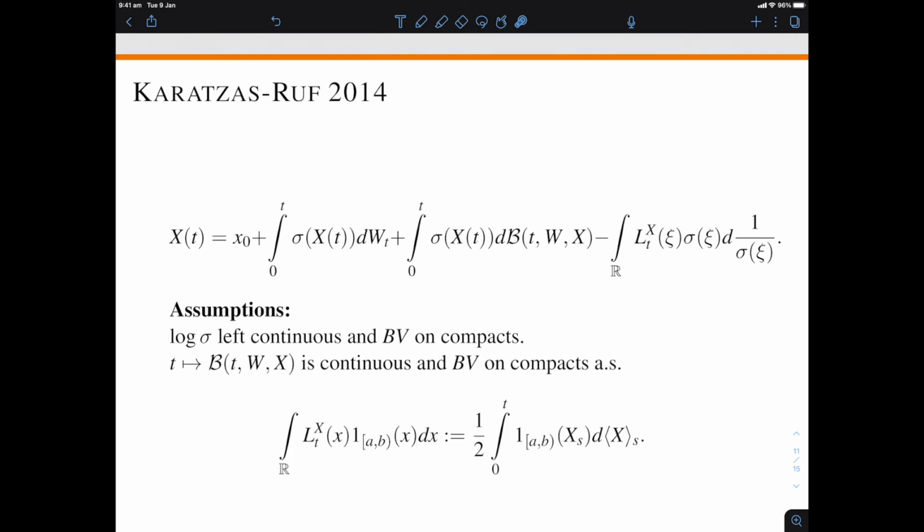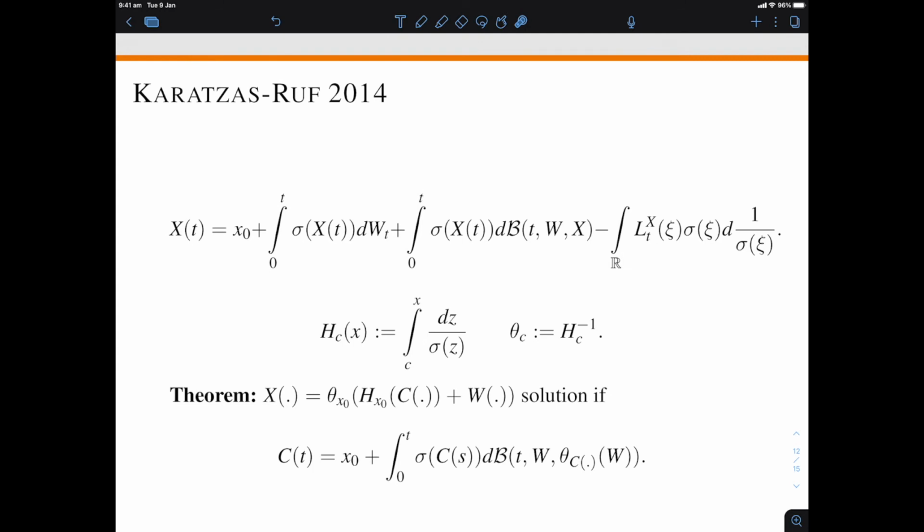All we ask from sigma is that log of sigma is left continuous and of bounded variation on compact sets, and all we ask from little b, if you want, is that once you integrate it, you get a continuous process of bounded variation on compact sets. So this is much, much rougher than what we've seen before, and nonetheless, we are about to see a Doss-Sussmann formula. So here it is. We need a function h that is defined as the integral up to x, starting at a point c, of 1 upon sigma. And then from the assumption, we get that this function h has an inverse, and we denote the inverse function by theta.